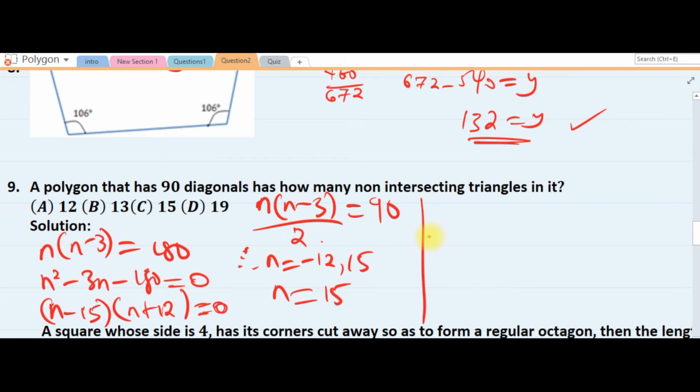But we are asked the number of non-intersecting triangles. So if you could remember, the number of non-intersecting triangles is always n minus 2. So which is now 15 minus 2. The answer is 13. So our answer is B. So coming to the next question.